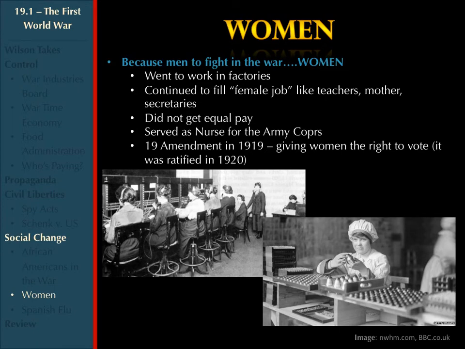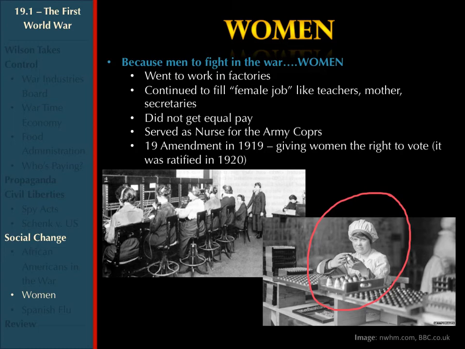Women at this time are also moving up in American status because of the war. Women left their roles as just mothers or stay-at-home moms. They continued to embody female jobs like being a teacher, a mother, or a secretary, but they also in increasing numbers worked in factories. And this is a great example here of a woman who's working in a weapons factory to produce weapons that we would either send to our soldiers or sell to the Allied forces. The problem is they did not get equal pay. Neither did African Americans. They did not make the same that a white male would have made at this time.